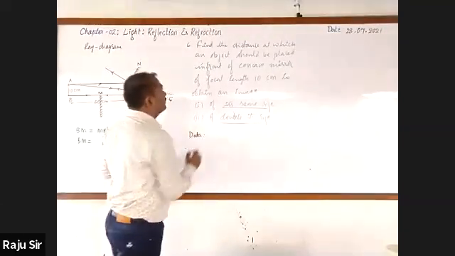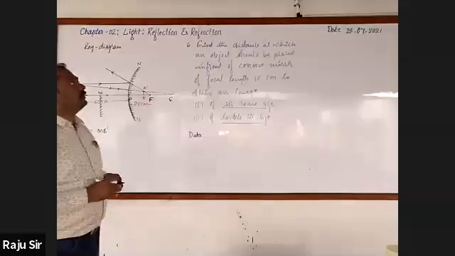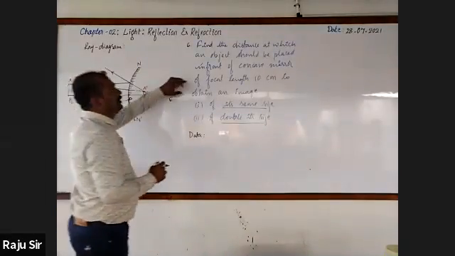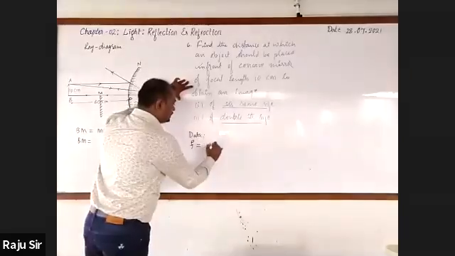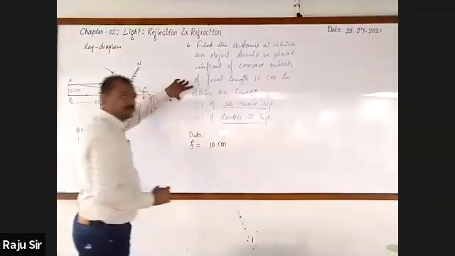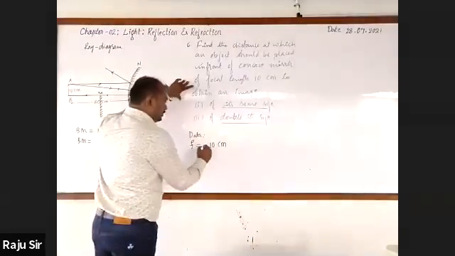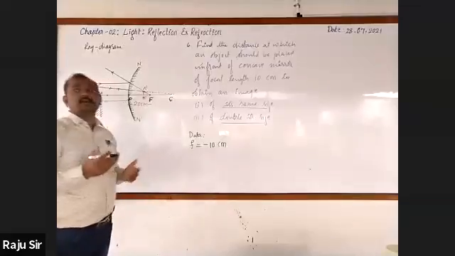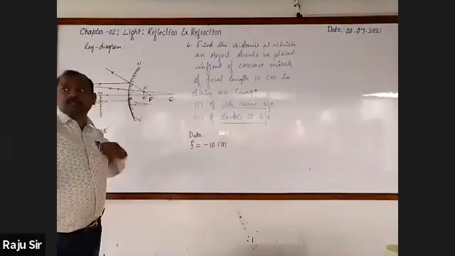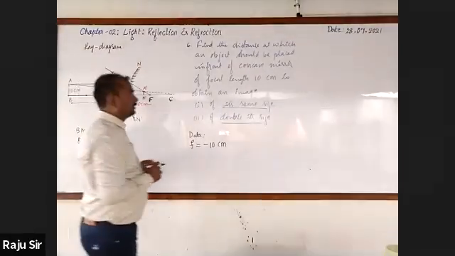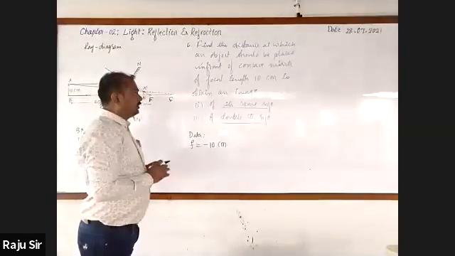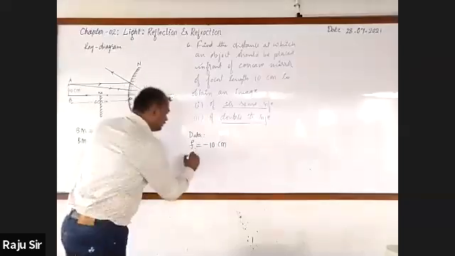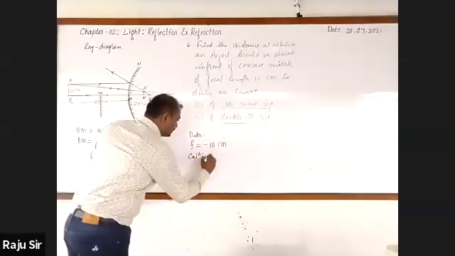Data. The focal length is given, f is equal to 10 centimeter. Positive or negative? Negative, sir. The focal length of a concave mirror is negative. Only this much has been given. Now let us go for taking the calculation one by one.